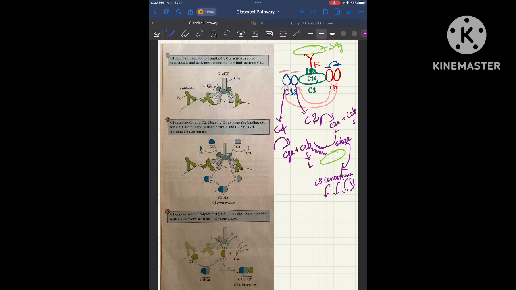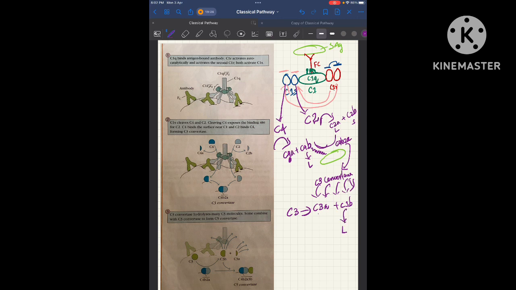It can cleave thousands of C3 molecules. A single C3 convertase can cleave thousands of C3 molecules, and it leads to the generation of C3a plus C3b. Once C3 is cleaved by C3 convertase, it generates C3a and C3b. And C3b is the larger subunit.